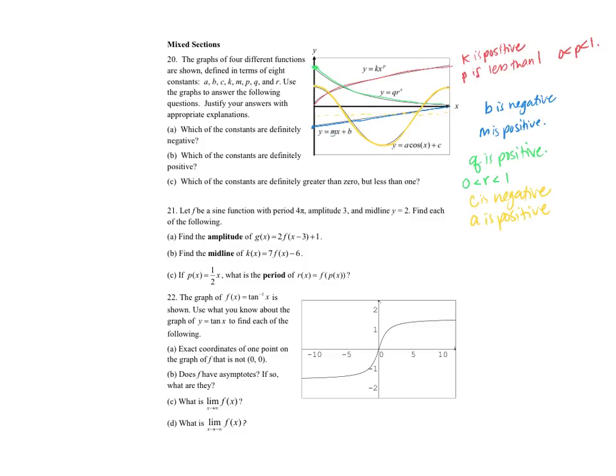So then I think what we end up with, which of the constants are definitely negative? The answer there are B and C. And then definitely positive, there's going to be P, M, Q, R, and A. And then which of the constants are greater than 0 but less than 1, that's P and R.